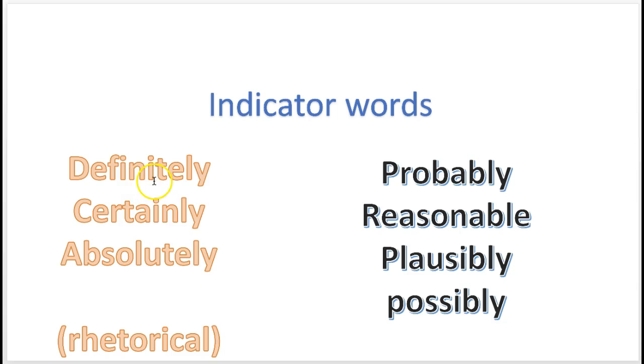Okay, some indicator words for deductive argument. Words like definitely, or it's certainly the case, or it absolutely must be. Now, sometimes it may not be a deductive argument, but people will use these words to attempt to give the argument emphasis. It's a rhetorical device, so watch out for that. But these are mainly the key indicator words for deductive arguments. Now, some indicator words for inductive arguments, words like, well, it probably is the case, or it's reasonable to conclude.